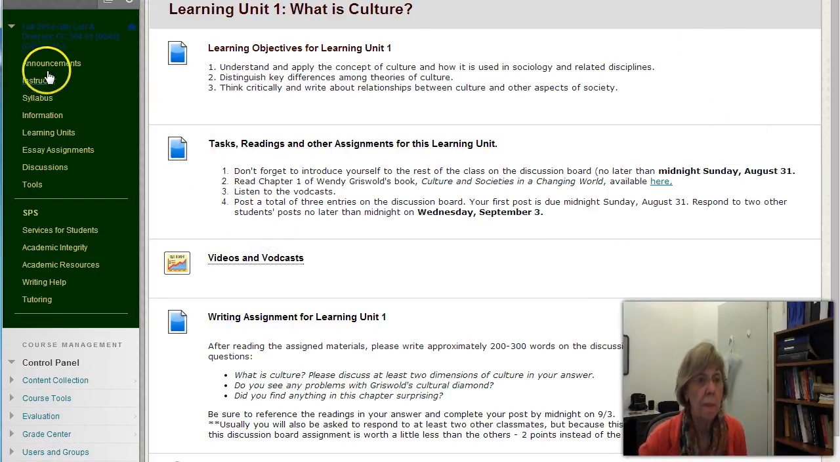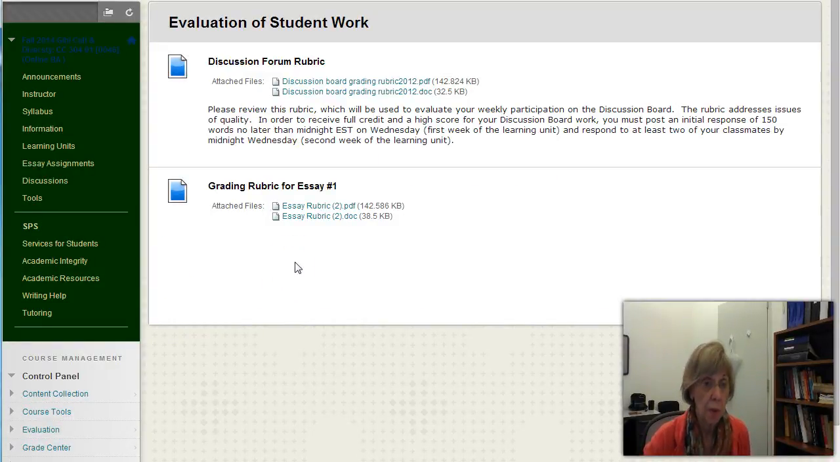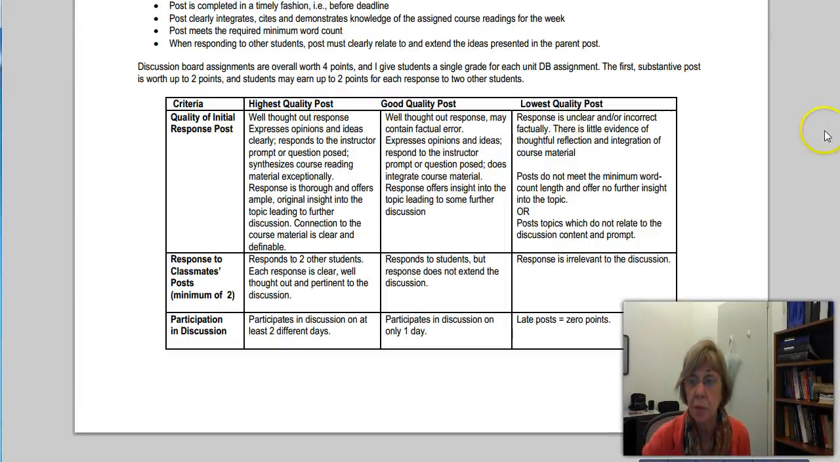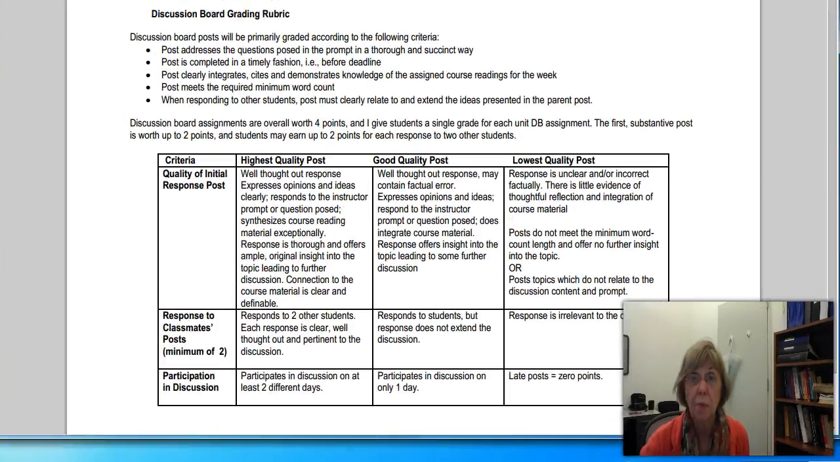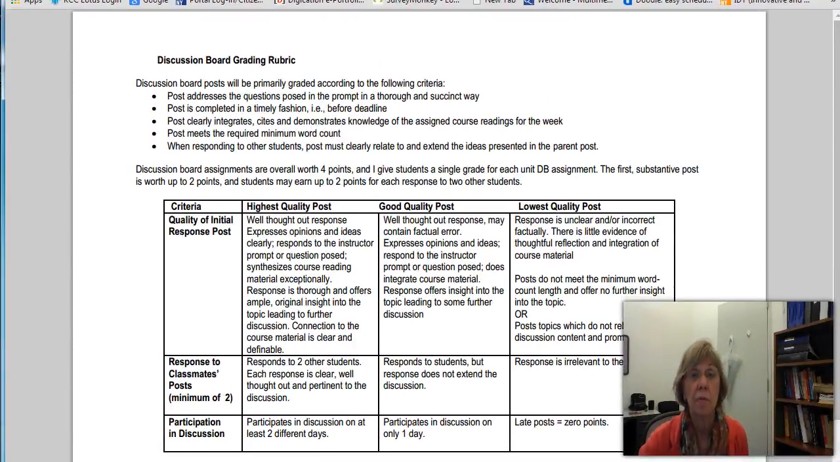In information, which is a key piece, you will find the course syllabus, which I will discuss in 1 second, but also a very important piece of your discussion forum assignments, that is the rubric that will be used to grade your participation. Please review, open this up, read it carefully, review it, and be sure that you are familiar with it.